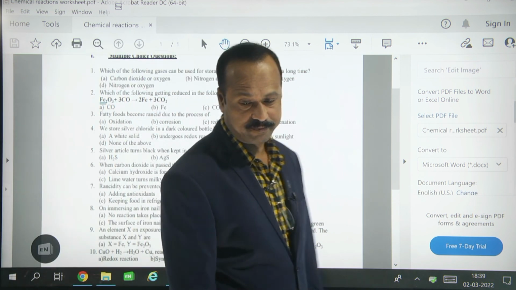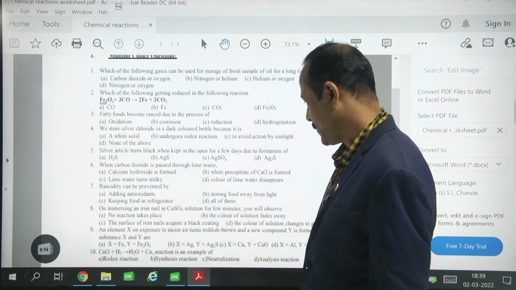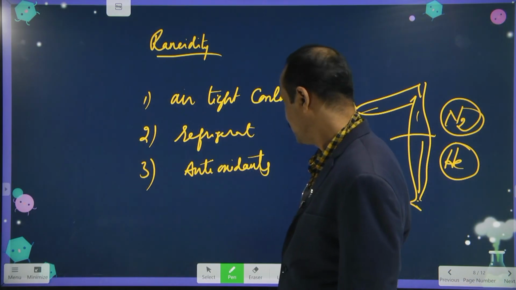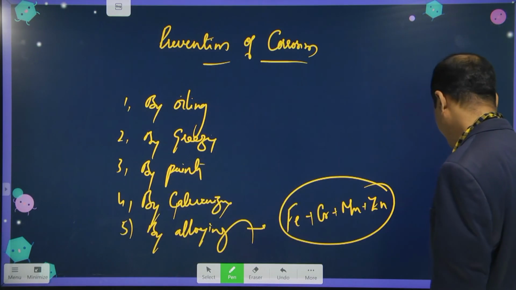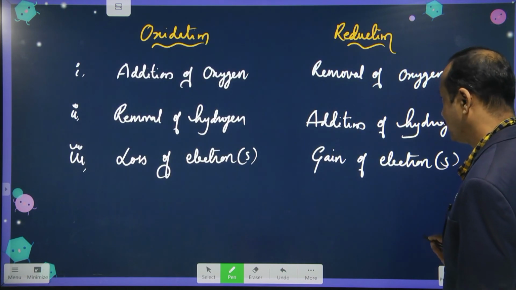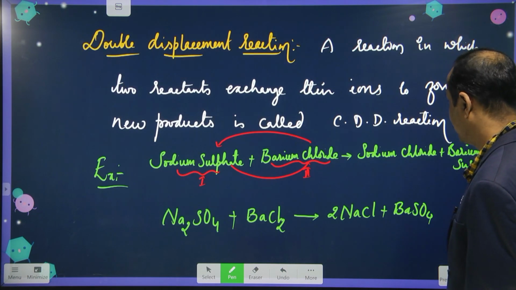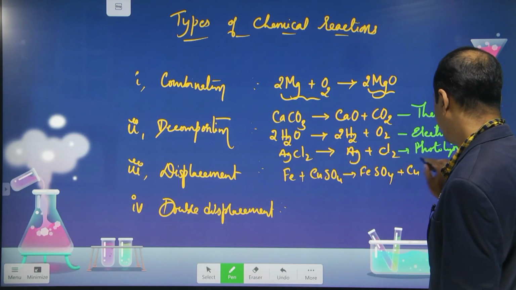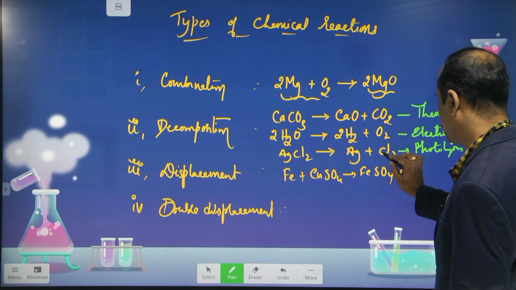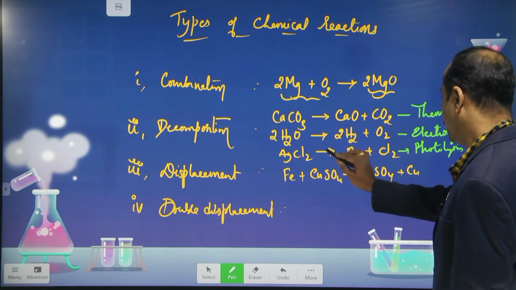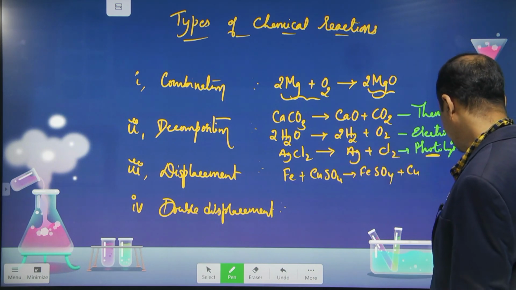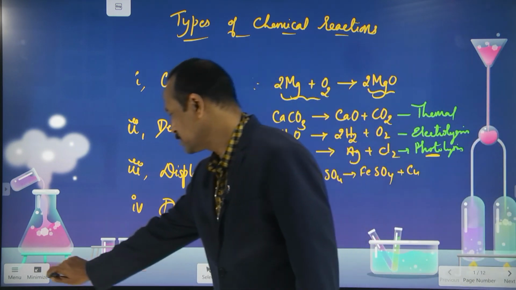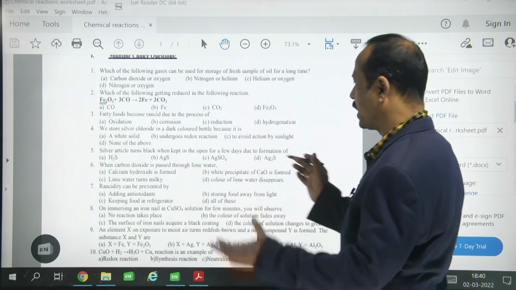Silver chloride undergoes photolysis. Silver chloride decomposes in the presence of sunlight. So the answer is sunlight here. In the presence of sunlight, it will decompose.